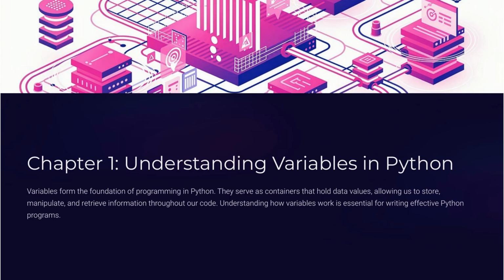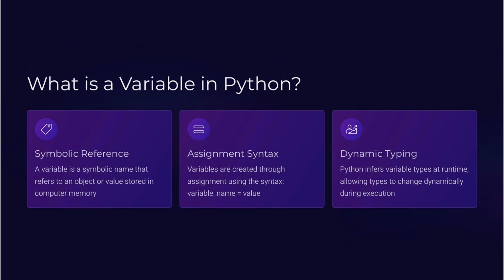Variables are fundamental in Python, acting as containers for data values. They enable storage, manipulation, and retrieval of information within code. Grasping their functionality is crucial for crafting efficient Python programs. A variable in Python is a symbolic name that refers to an object or value stored in memory. It is created through assignment using the syntax: variable_name = value.